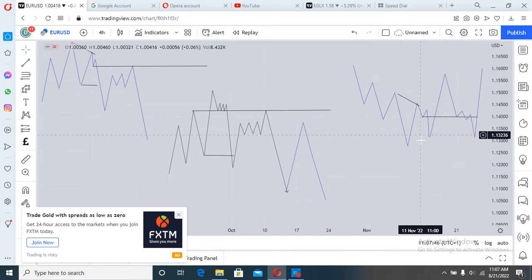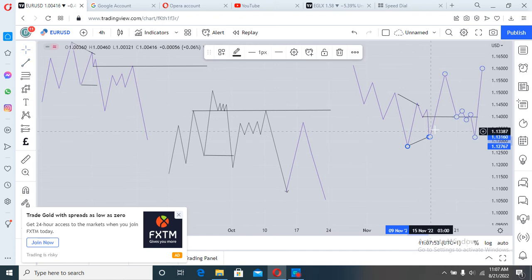Okay, so what happened here? This is now where we have that shift in market structure right here. So there will be an area of supply here, there will be imbalance here, and then we have it taking out the opposing order block, breaking structure, change of character, break of market structure. So these are two confirmations.